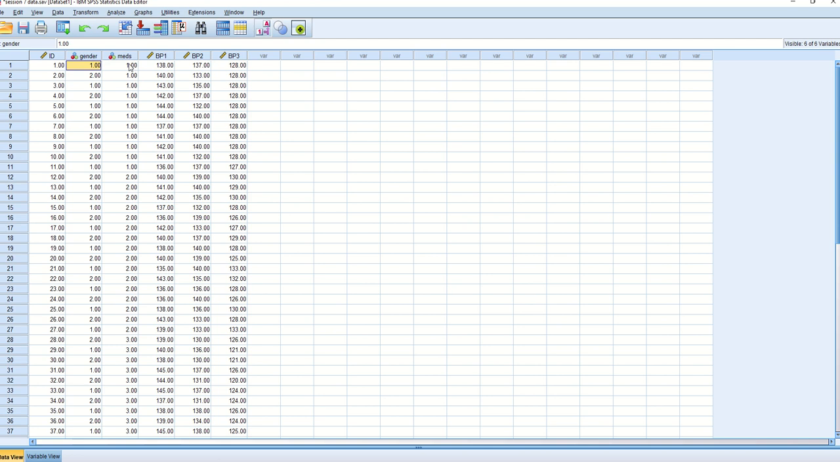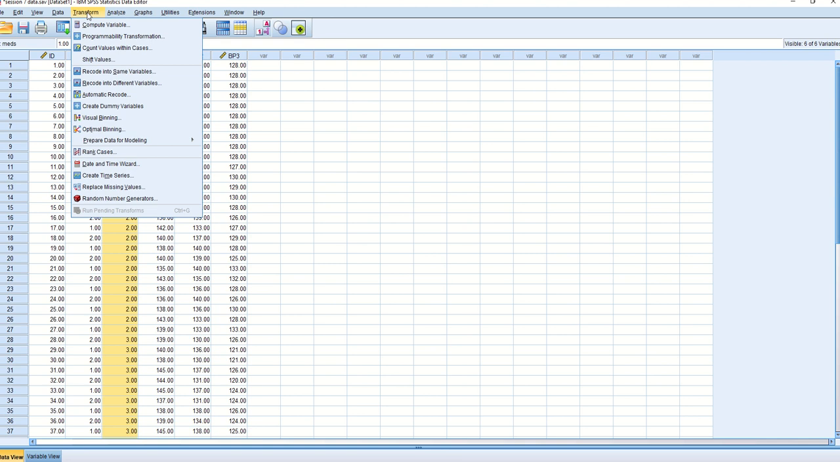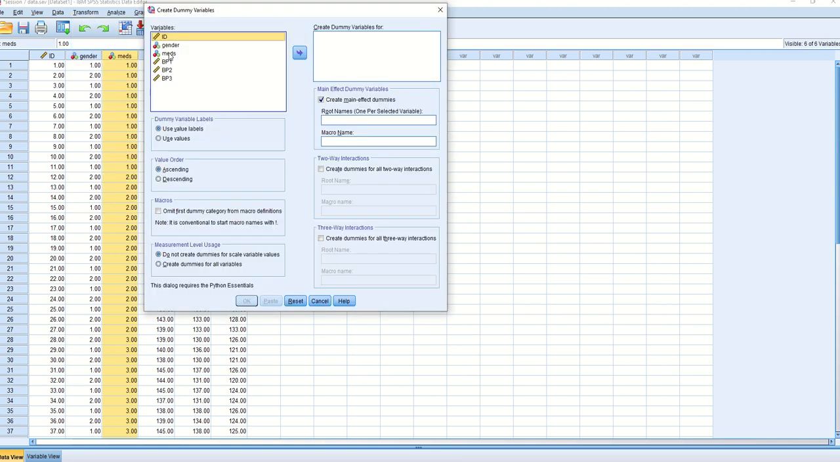So first of all, I need to create the 3 dummy variables for medicine. I think there is a way that the computer creates them for you. Create dummy variables. You specify meds. It will ask you the root name. One per selected group. It's meds.